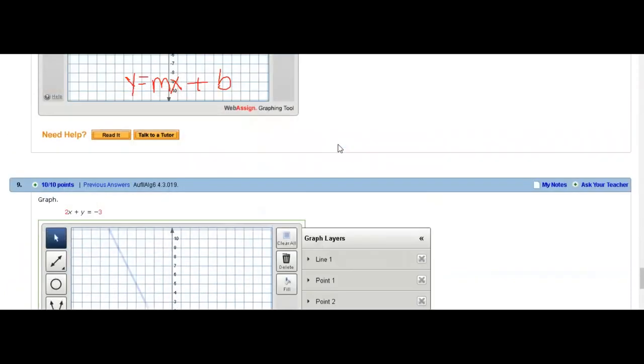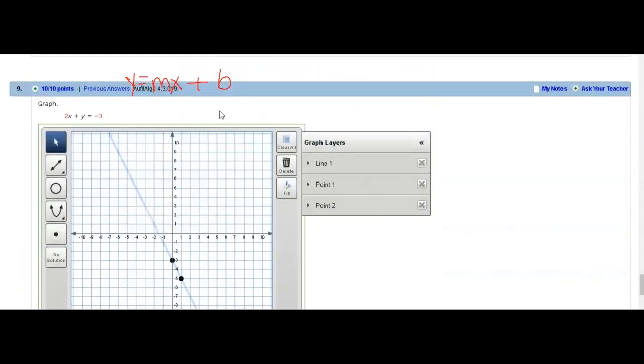So let's keep going. Let's look at number 9. So number 9 is in ax plus by equals c form. Now, if you don't want to do the x and y intercepts, you do not have to do that. My job is to give you all of the options, and your job is to stick to the method that helps you get the answer right every time, okay?